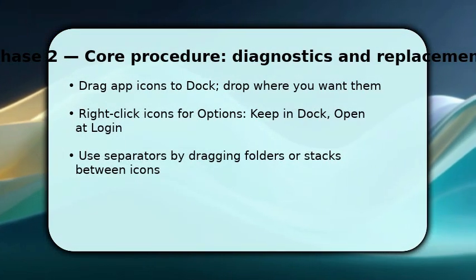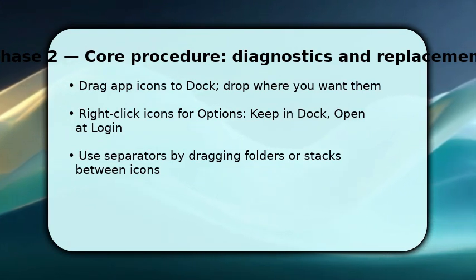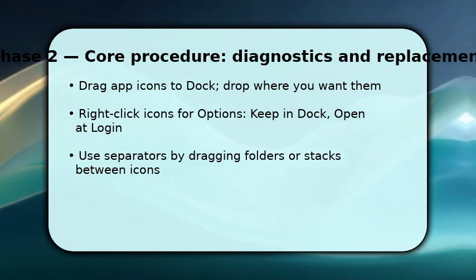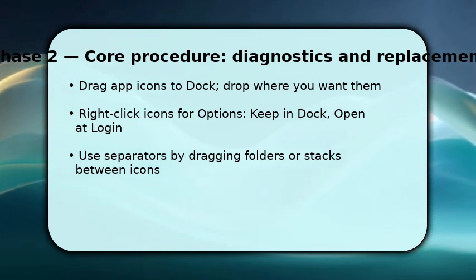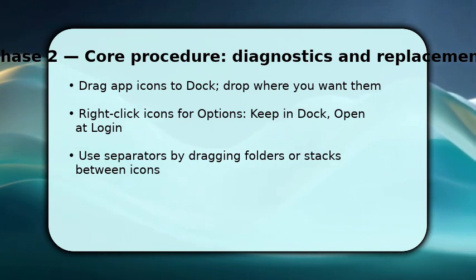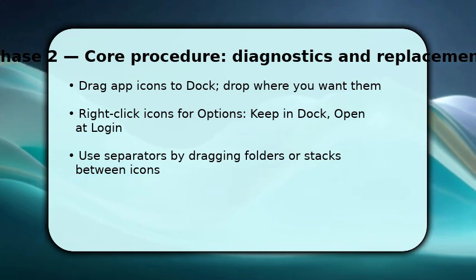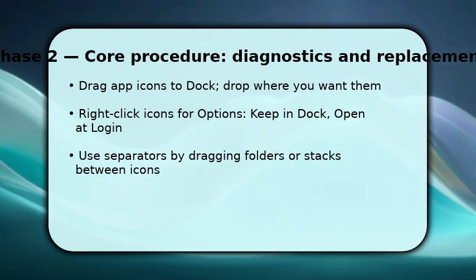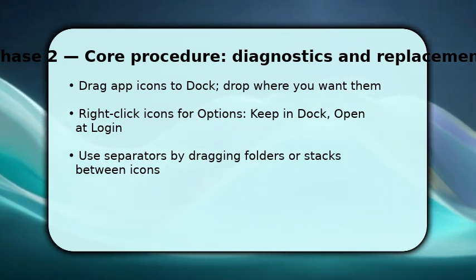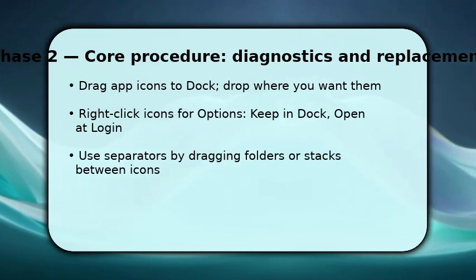Next, you'll add and organize apps. Drag an app from Finder or Launchpad and drop it into the dock where you prefer. You can right-click each icon and choose options, keep in dock or open at login, so your workflow persists. To group, drag folders or create a stack for downloads and place it to the right of the divider. This separates apps from folders. Make sure to resize the dock in settings if items overlap, because spacing affects quick access and visual clarity.